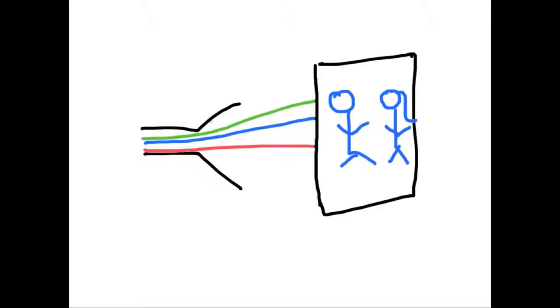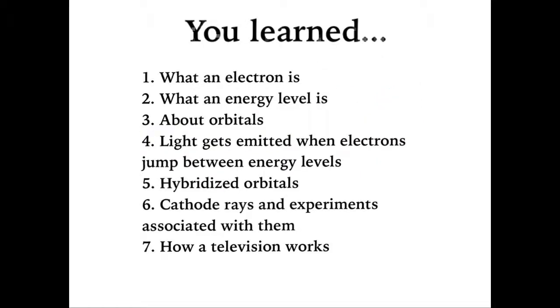So in this video, you learn that electrons are a thing, a very important thing. You also learn that electrons jump around on energy levels and are arranged in 4 types of orbitals. You learn that light gets emitted when electrons jump between energy levels and what a hybridized orbital is. Finally, you learned what a cathode ray tube is and how beams of electrons are responsible for TVs.